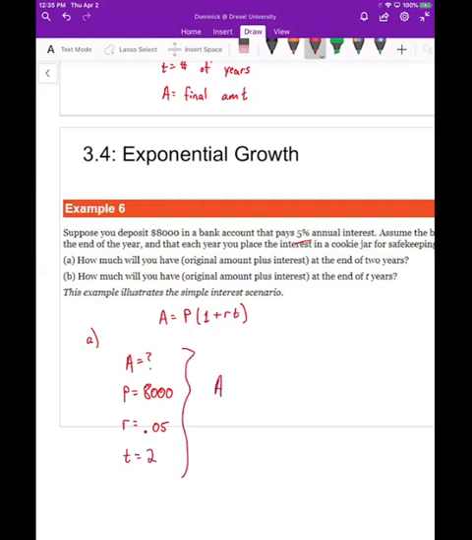So with this in mind, I can get A by doing P, which is 8,000, times 1 plus R, so 0.05, times T, which is 2. And that will give me the simple interest after 2 years. So if I do this in the calculator, I'm doing 8,000 times 1 plus 0.05 times 2. And that should give you 8,800. So that would be the amount after 2 years.